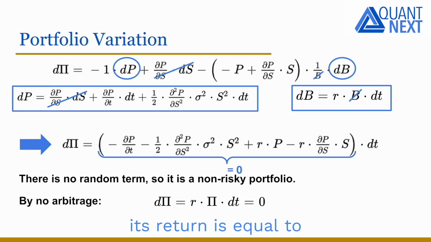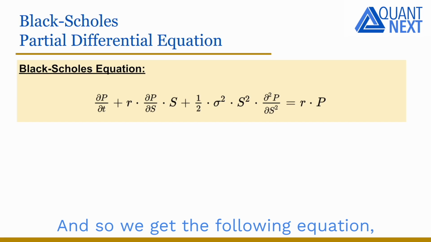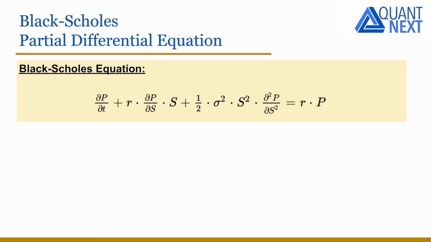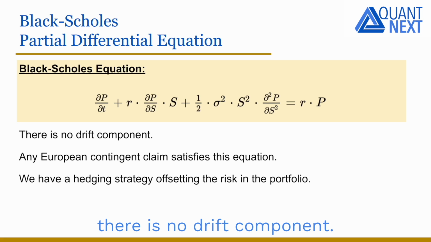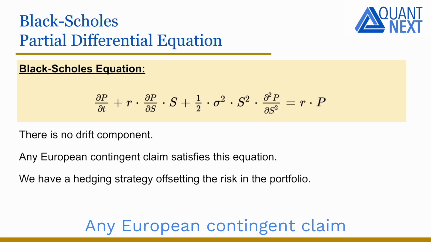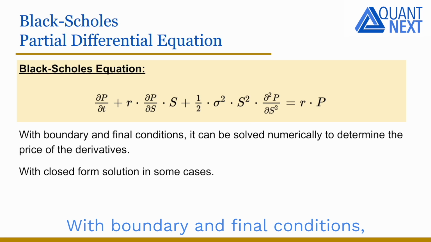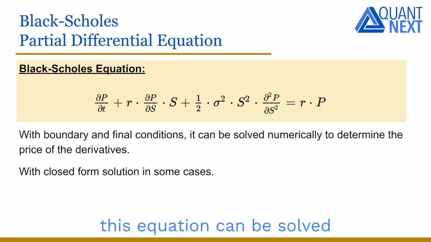By no arbitrage condition, its return is equal to the risk-free interest rate. As the initial value of the portfolio is equal to 0, the variation of the portfolio is also equal to 0. And so we get the following equation, which is the Black-Scholes partial differential equation. We remark that there is no drift component. Any European contingent claim satisfies this equation, and we were able to find a hedging strategy offsetting the risk in the portfolio. With boundary and final conditions, this equation can be solved numerically to determine the price of the derivatives, with closed-form solution in some cases.